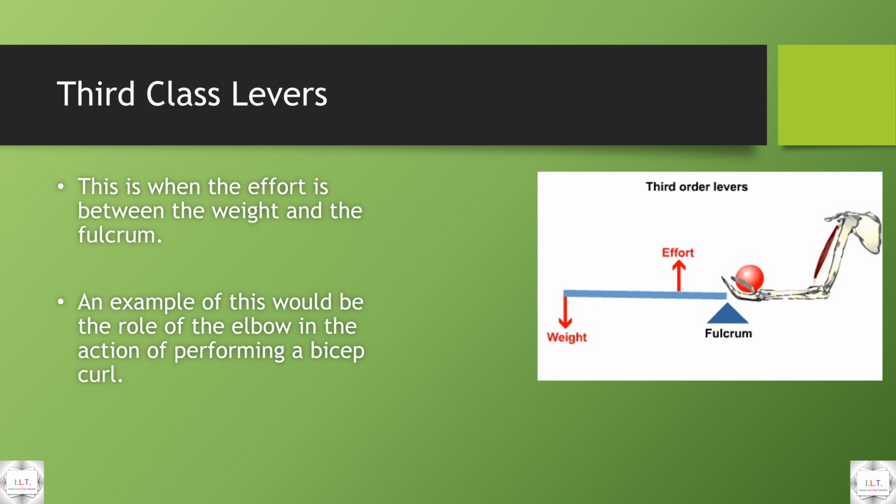A third class lever is when the effort is between the weight and the fulcrum. So if you imagine when you're doing a bicep curl, the role of the elbow is a good example of this. So when you do that bicep curl, you've got the weight on the end, you've got the effort in the middle, and then you've got the pivot right at the end.